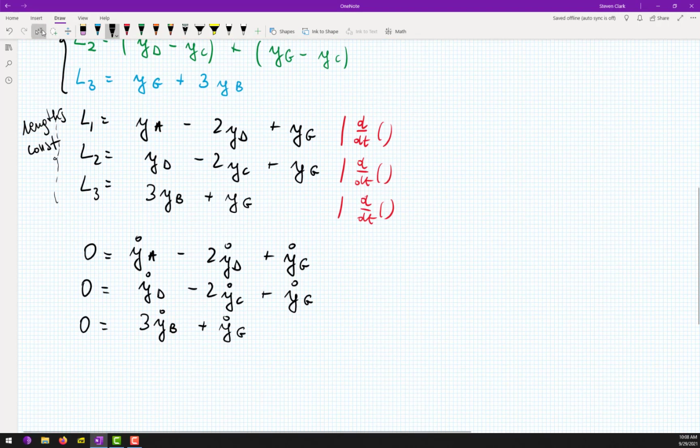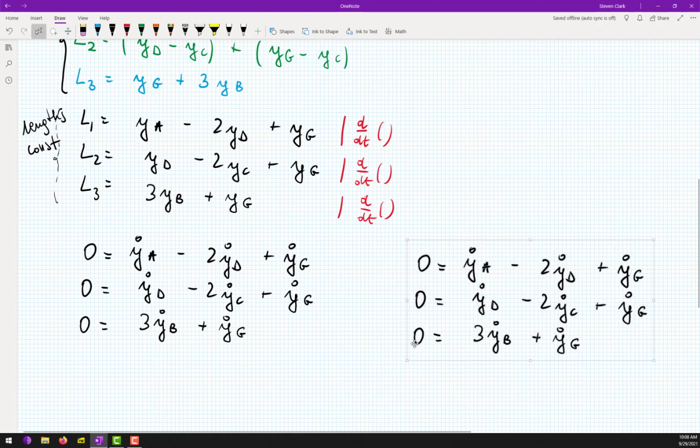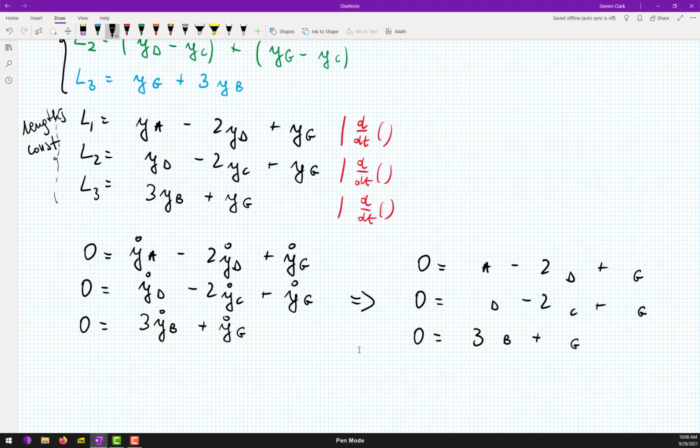And next step, guys, maybe instead of y dot, let's use v, okay? So I'm going to put it here. So it will be velocity A, velocity D, velocity G, velocity D, velocity C, velocity G, velocity G. Okay, so we are on the velocity level.